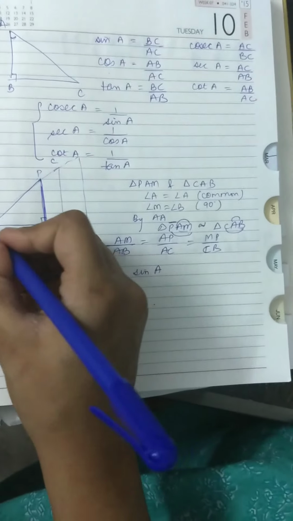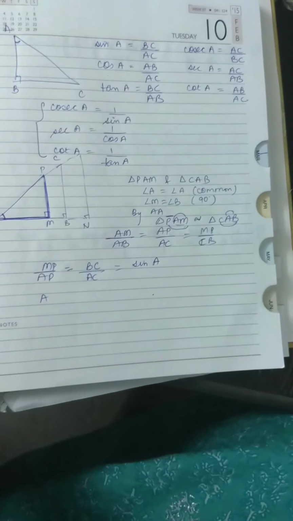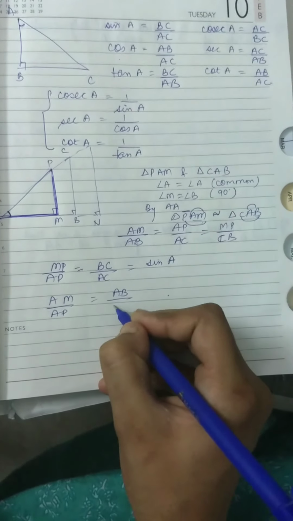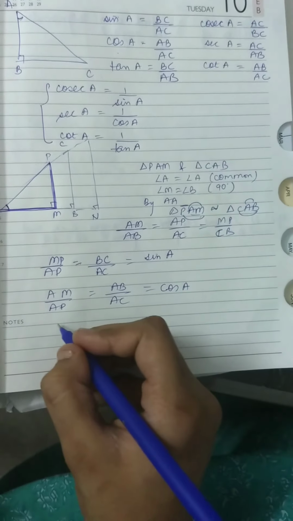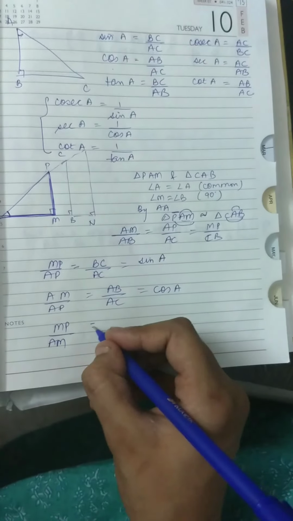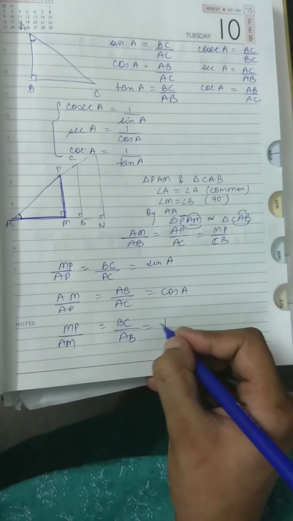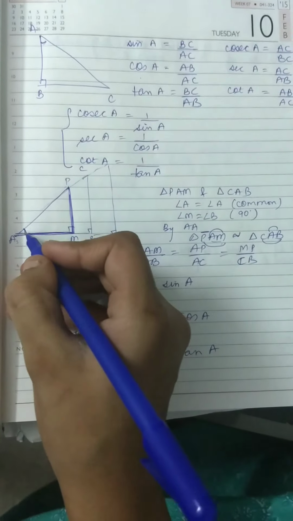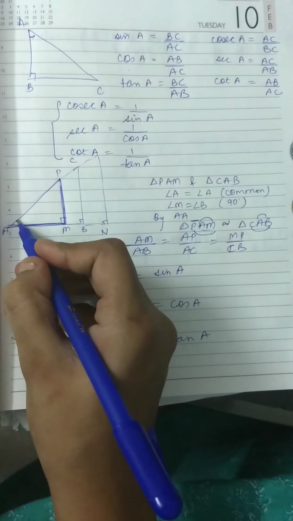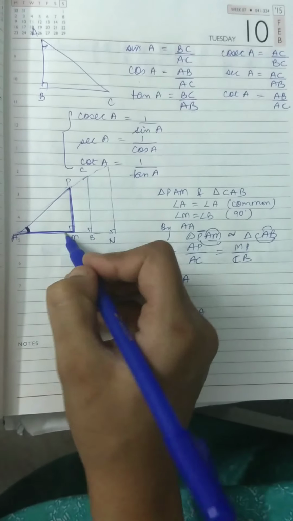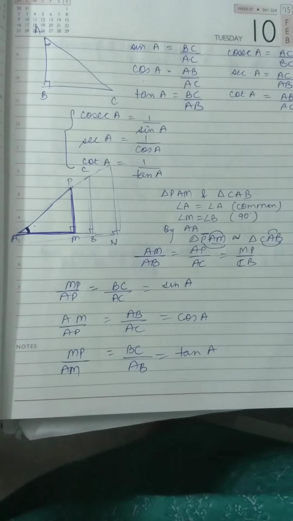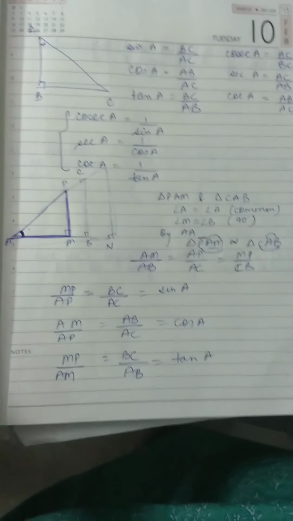And AM, this is the side adjacent to angle A, which gives us cos A. So AM upon AP is equal to AB upon AC is equal to cos A. And MP upon AM will give us tan A, which is equal to BC upon AB is equal to tan A. This means the trigonometric ratios are not varying until and unless the angle remains the same. If the angle here is the same, all the trigonometric ratios will remain the same for a unique angle. If the angle varies, then only the trigonometric ratios will vary.